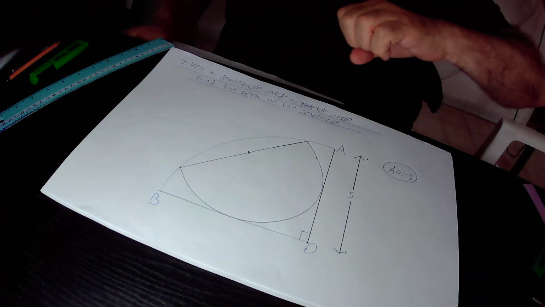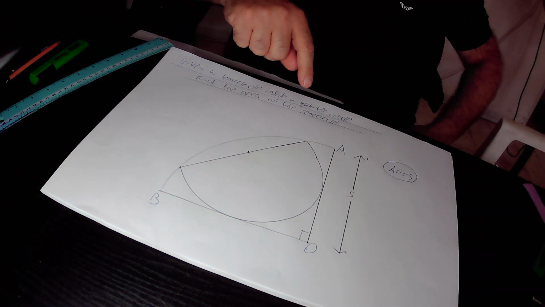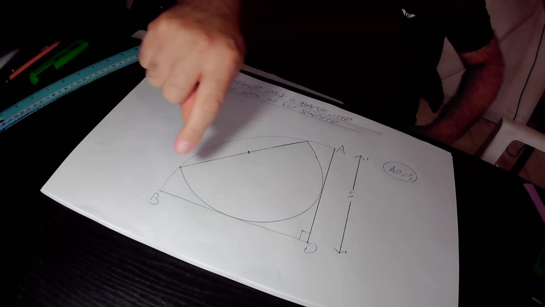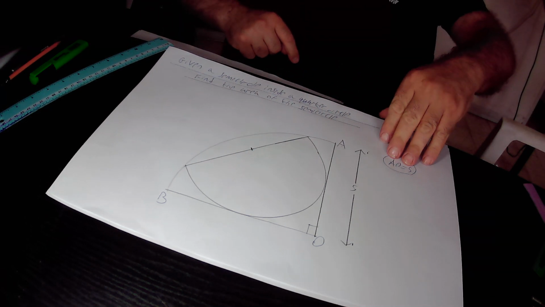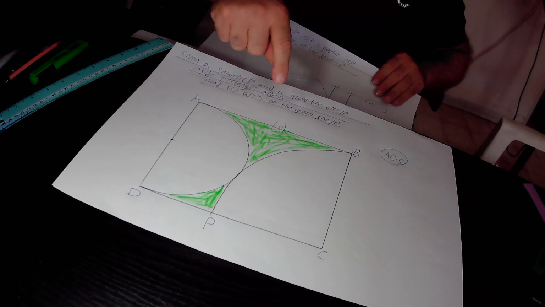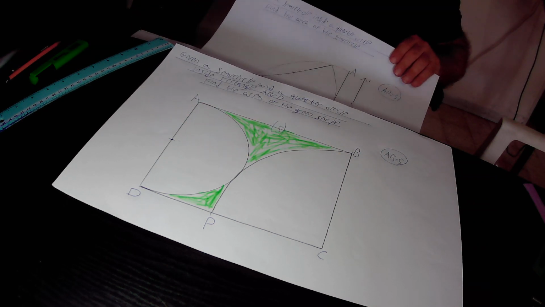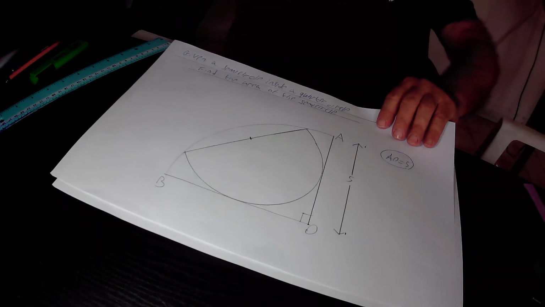Now in this lecture we'll answer two questions. In the first question we'll find out the area of this semicircle that is inside quarter circle AOB, and in the second question we'll find out the area of this green shape that is inside rectangle ABCD. So we'll start with the first question.